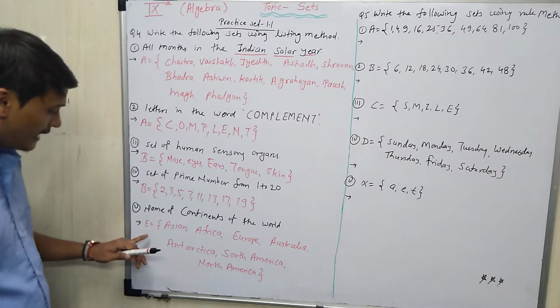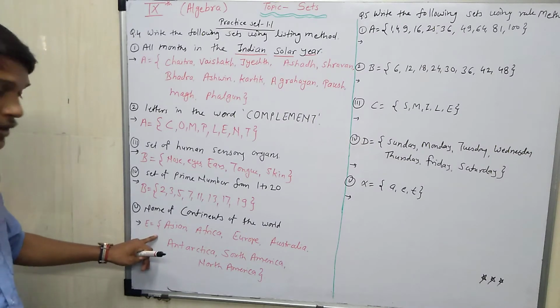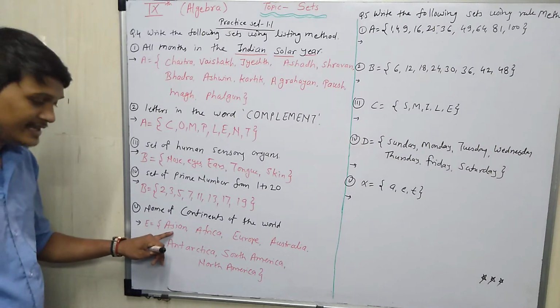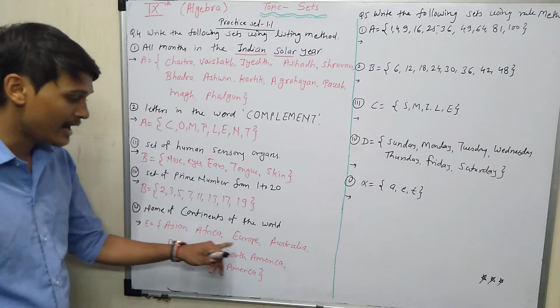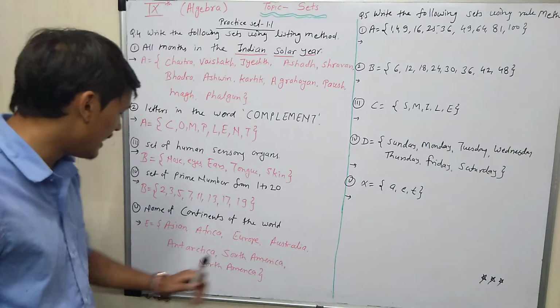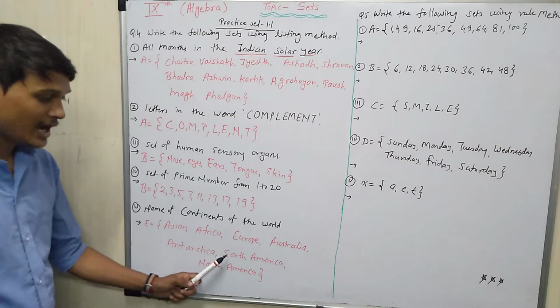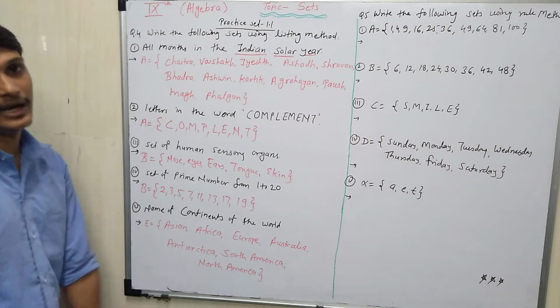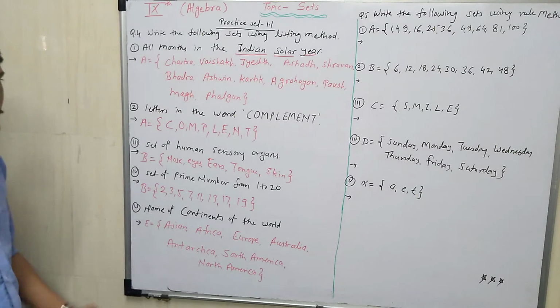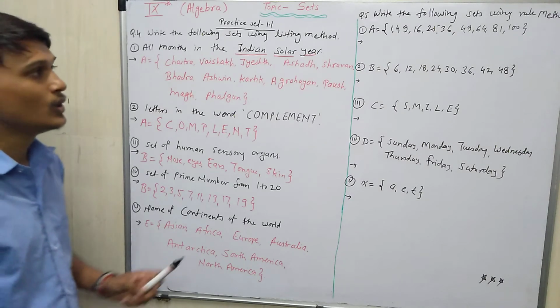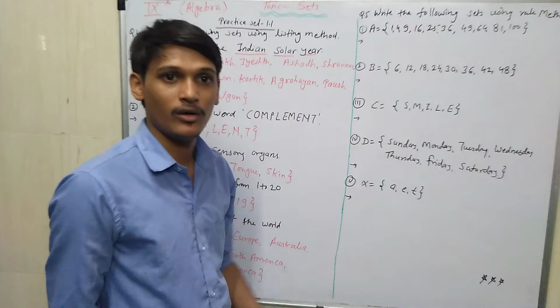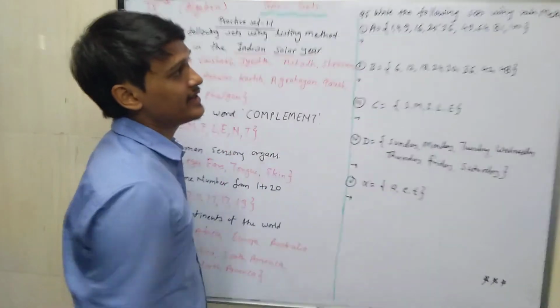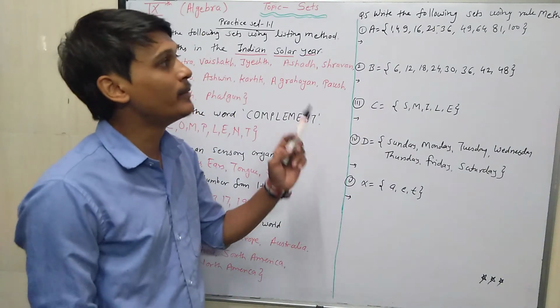Then I write here: Asia, Africa, Europe, Australia, Antarctica, South America, and last is North America. Got it? Question number 4 is over. Next is question number 5. Got it? Write the following sets using the rule method.